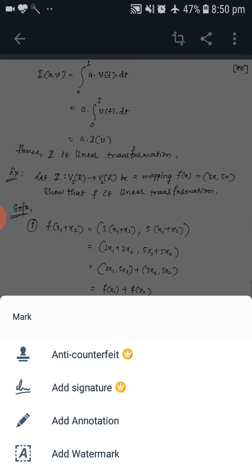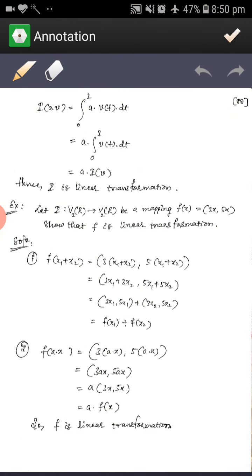Similarly with respect to a constant, the integration of a times the vector v is the integral from 0 to 1 of a times v of t dt. So a will come outside, and again it is the integral from 0 to 1 of v of t dt, which is nothing but I of v. So these two, addition and scalar multiplication, show that I is a linear transformation. Similarly, here there is a function f of x equal to (3x, 5x). Show that f is a linear transformation.